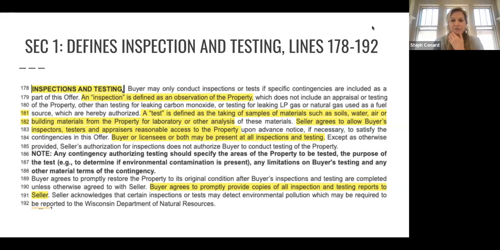Then it further defines and differentiates what a test is. A test is defined as the taking of samples of materials such as soils, water, air, or building materials from the property for lab or other analysis of these materials. And then here's a provision for the seller. Seller agrees to allow the buyer's inspectors, testers, and appraisers reasonable access to the property upon advance notice, if necessary, to satisfy the contingencies in this offer. Buyer or licensees or both may be present at all inspections and testing, except as otherwise provided. Seller's authorization for inspections does not authorize buyer to conduct testing of the property.